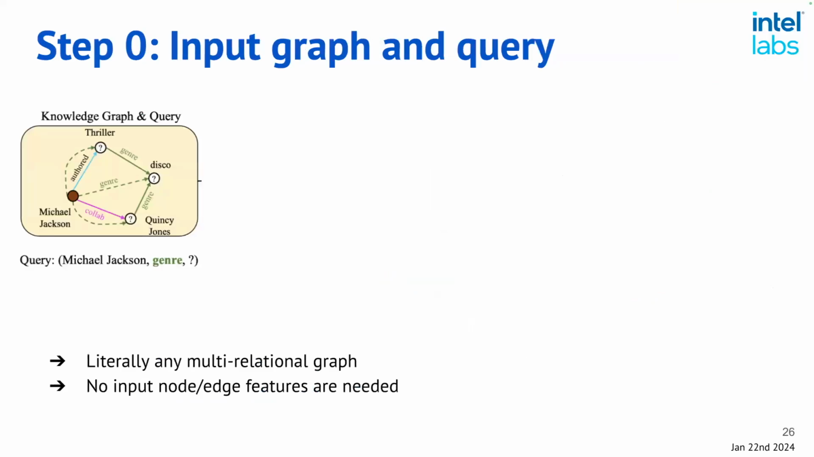Okay, thank you. So then the main process, just three steps that we need to use to apply ULTRA. Given the original graph, any multi-relation graph with no input node or edge features, we have a query like Michael Jackson and genre something.